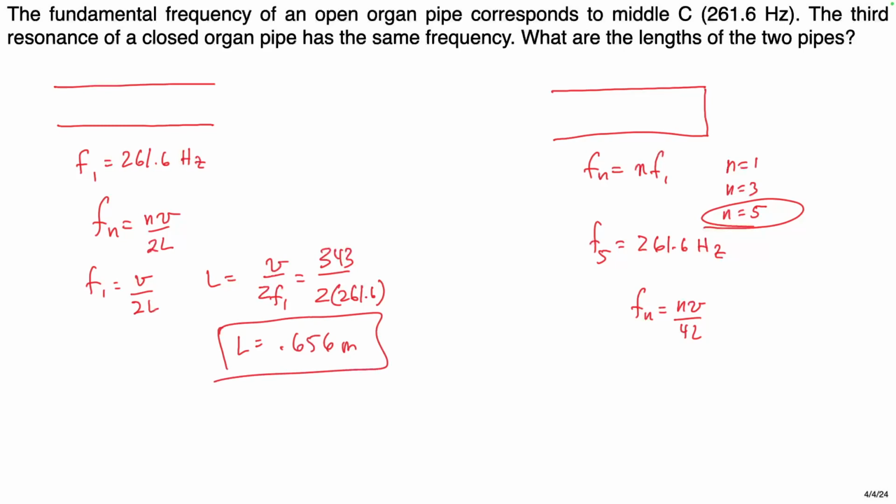And then over here I pull off the same thing, only it's F5 equals 5V over 4L. Solving for L, that is going to be 5V over 4 and then the fifth frequency. So it's going to be 5 times 343 all over 4 times 261.6, which gives me a length of 1.64.